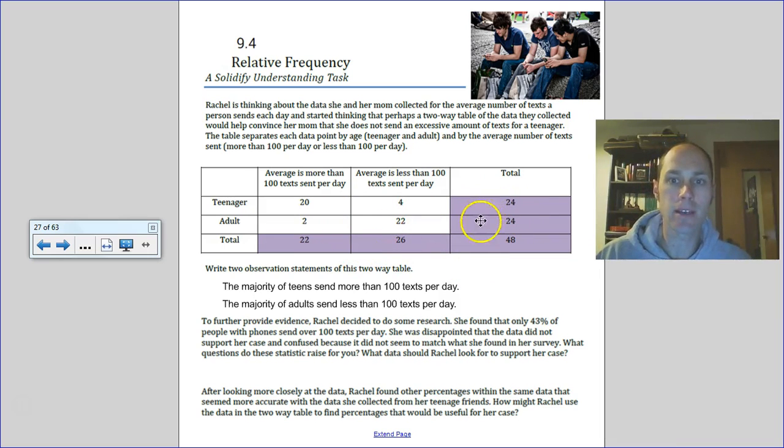We can observe maybe that there are an equal number of teenagers and adults. Maybe that overall there are more that sent less than 100 texts per day. Maybe you had some other observations.